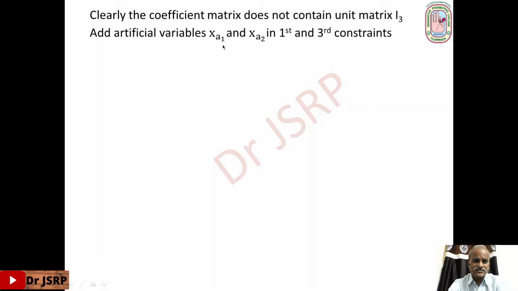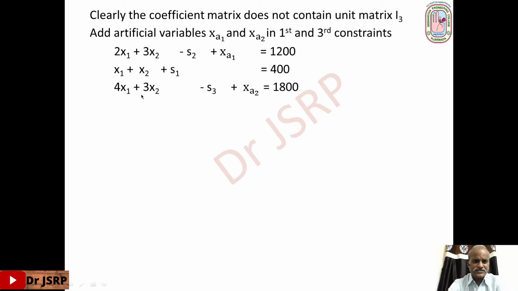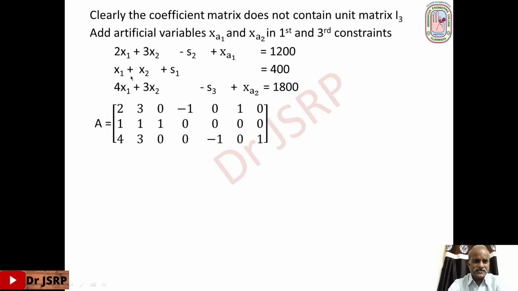So add artificial variables xa1, xa2 in the first and third constraints. Add xa1 in the first constraint, second constraint as it is, add xa2 in the third constraint. Now the coefficient matrix becomes: first column 2, 1, 4, second column 3, 1, 3, 0, 1, 0, minus 1, 0, 0, 0, 0, minus 1. Now xa1 column 1, 0, 0, xa2 column 0, 0, 1. This is the coefficient matrix. Now this matrix contains the unit matrix 1, 0, 0, 0, 1, 0, 0, 0, 1. Okay. Now we can find the initial basic feasible solution.